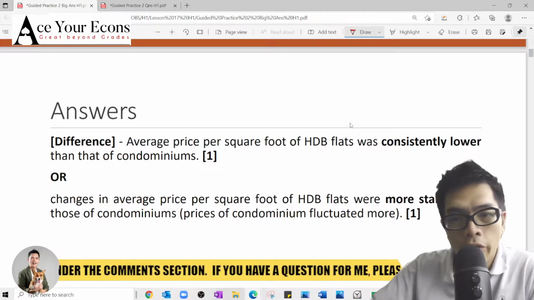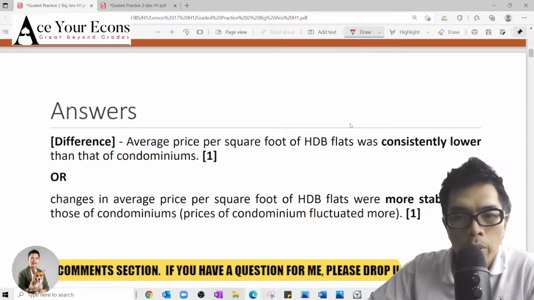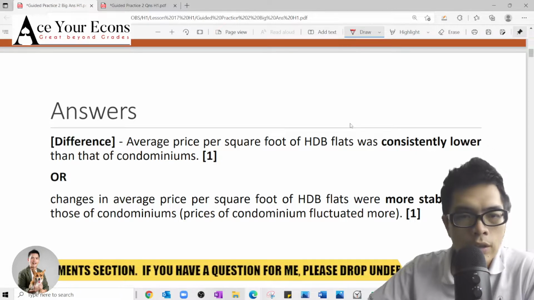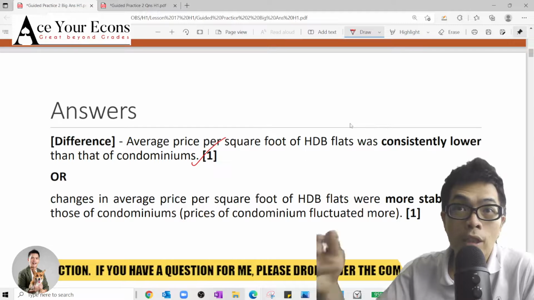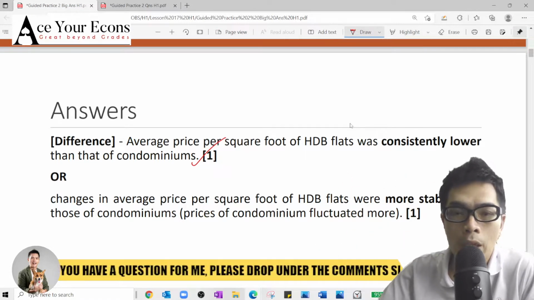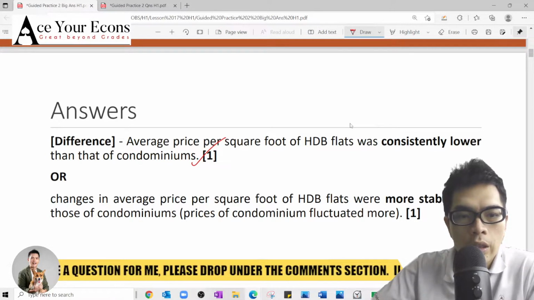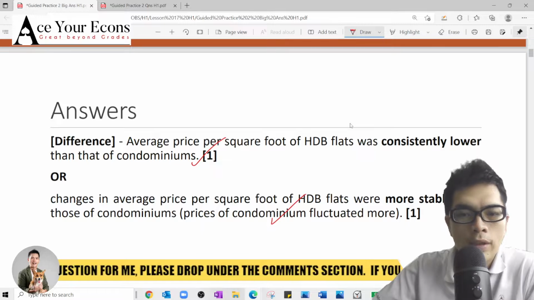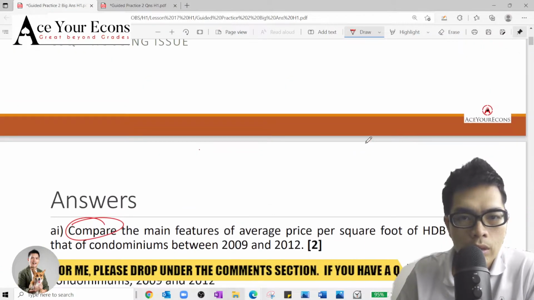As for the difference, you can state that the per square foot price of HDB flat was consistently lower, or you can talk about the condo price, as was just mentioned by Cheryl. There was a particular year that experienced a sharp increase in price. That is also accepted. If not, you can state that HDB prices were more stable. All right.